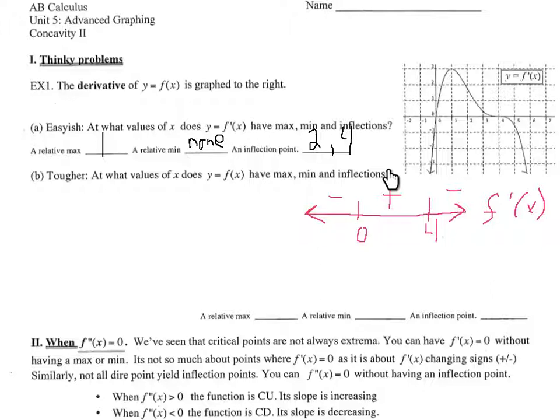So we have a minimum at 0. And then if the first derivative is positive, it's going up, and then at 4 it turns around and starts headed back down. That must mean we have a max at 4.